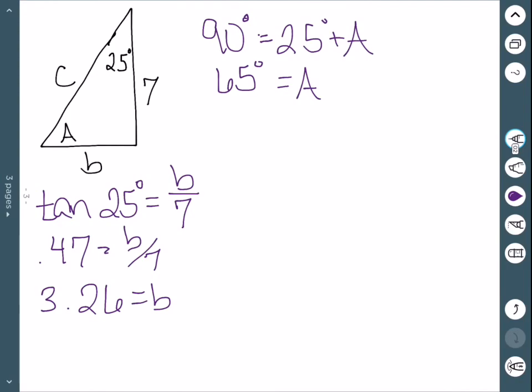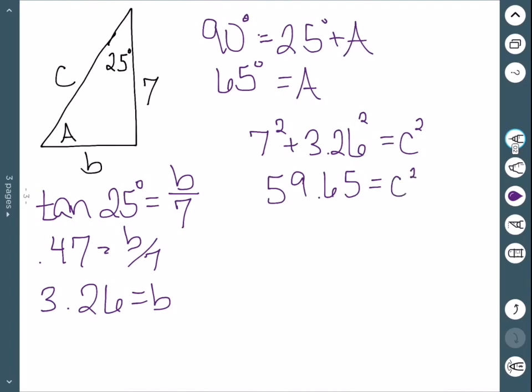Finally, we need side C, and we'll do this with the fact that we have a squared, which is 7 squared, plus this 3.26 squared should be equal to c squared. On the left-hand side, we can work that out and get approximately 59.65. And then we can take the square root to get that c should be 7.72. So now I have all the information.